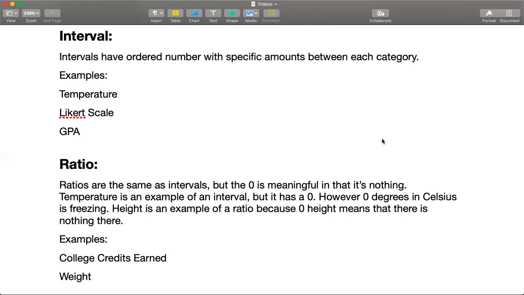620. Each credit increasing is an agreed upon amount, a specific amount between each of those, and it's ordered. But if I also have 0, that means I have none. There are no credits if I have 0. So that's why it's a ratio as opposed to an interval. So nominal, ordinal, interval, and ratio are 4 scales of measurement. And that's what we'll cover in this video.